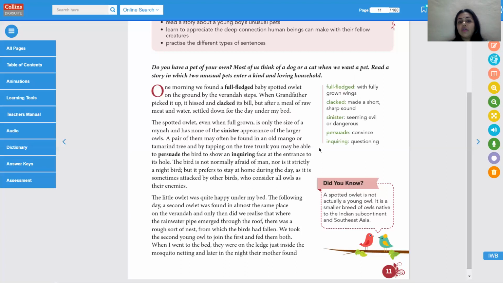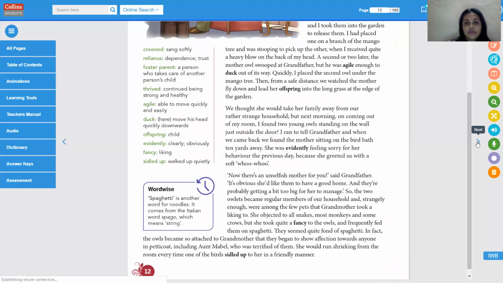Sinister means seeming evil or dangerous, as I told you. Persuade: convince. Inquiring: questioning. When we ask some questions, we want to know some answers, at that time we become inquiring, right? Let's move to the next page.